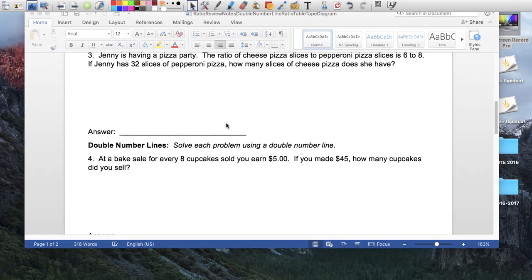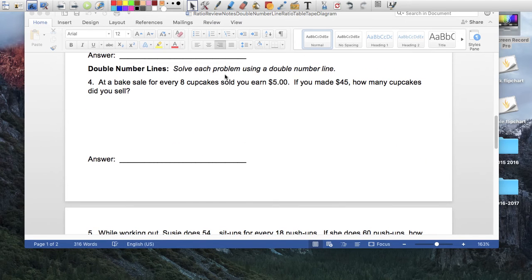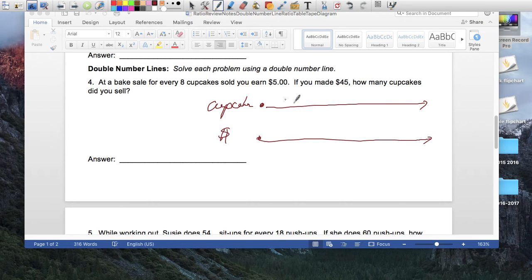Clear. Double number lines. At a bake sale, we're comparing cupcakes to money. Let me draw a number line here, another one right underneath. And 8 cupcakes would be about here, $5 would be about here. So what happens when you spend $45? How many cupcakes would that get you?